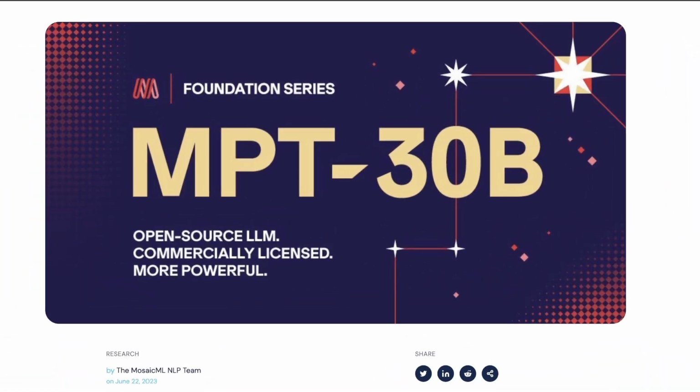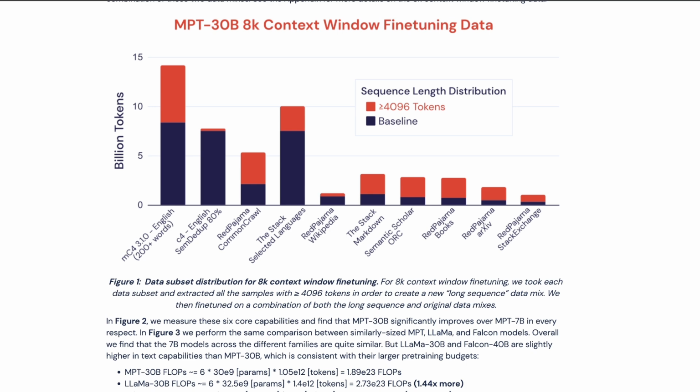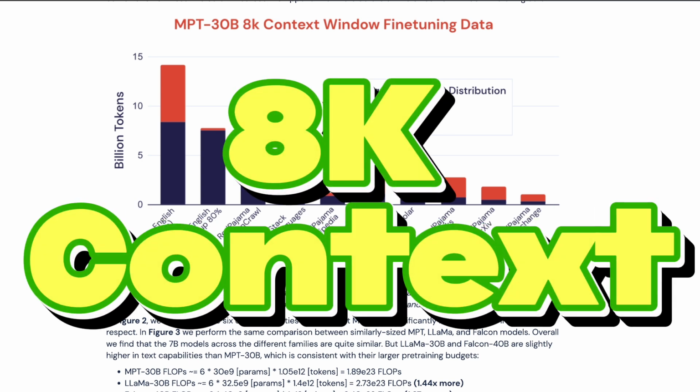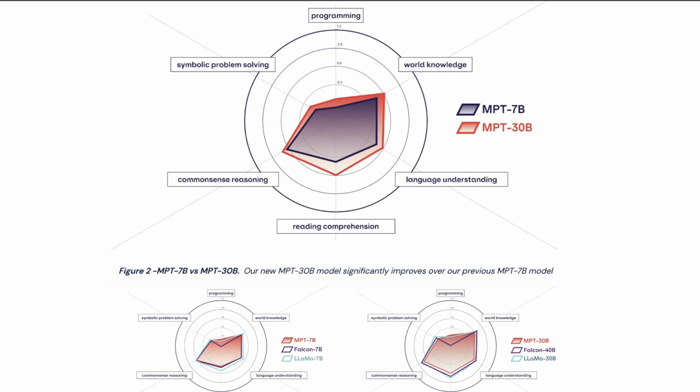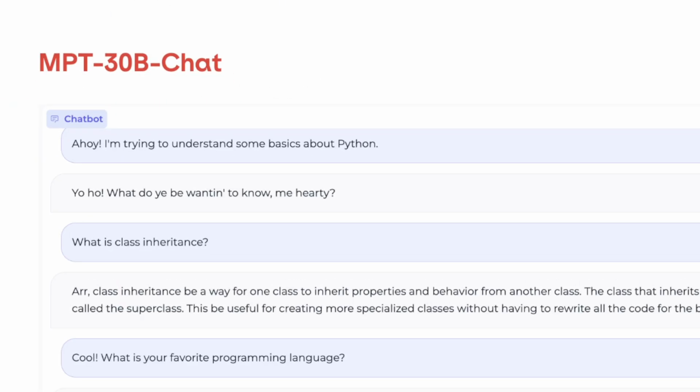Do you actually need a powerful GPU to run a 30 billion parameter model? The answer is no. In this video, I will show you how to run a 30 billion parameter model with 8K context window on a CPU without needing a powerful GPU. We're going to be specifically looking at MPT-30B chat model that was released a few days ago.